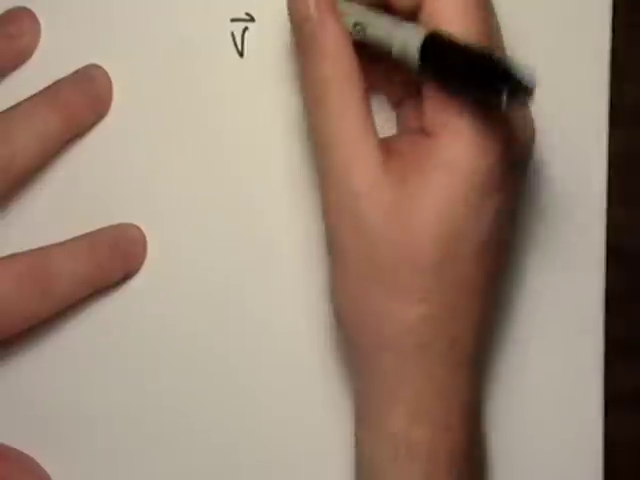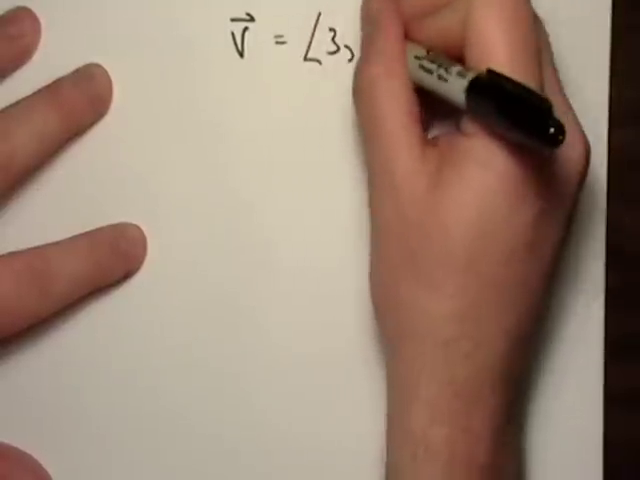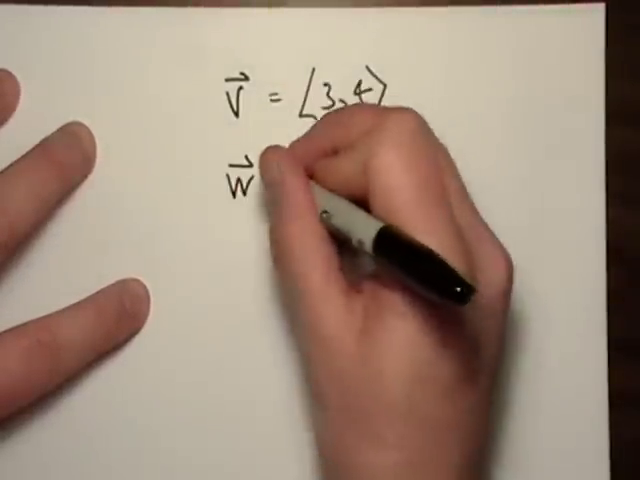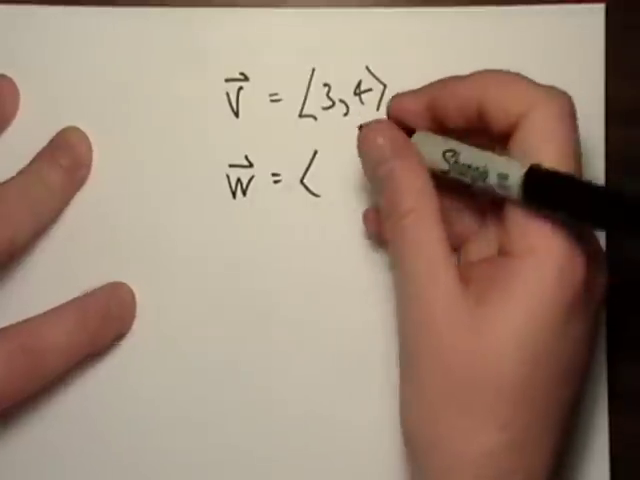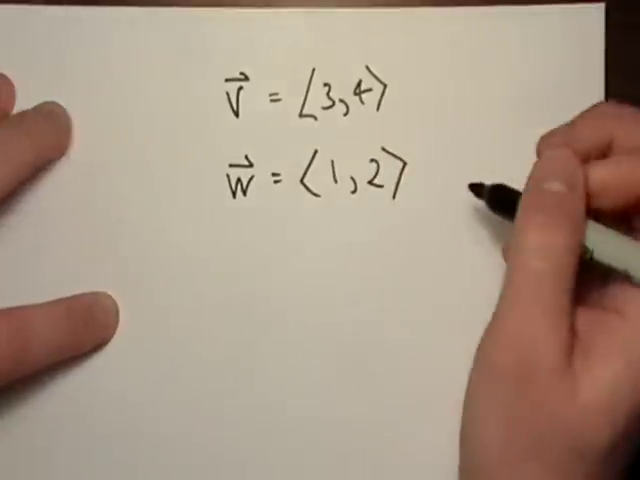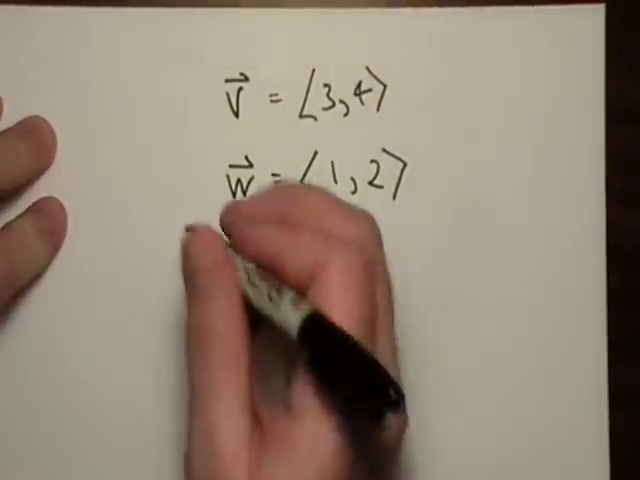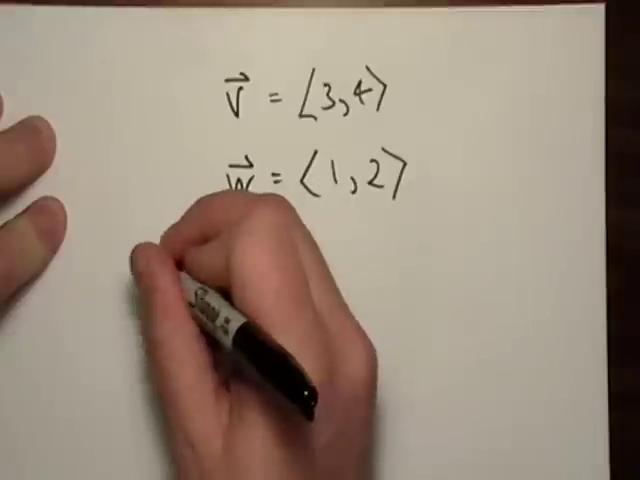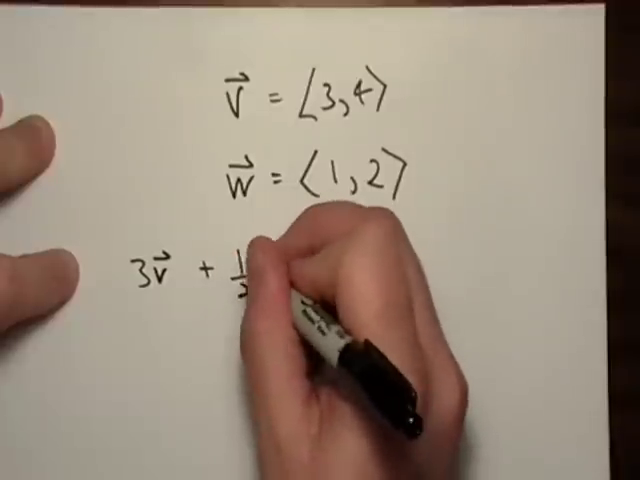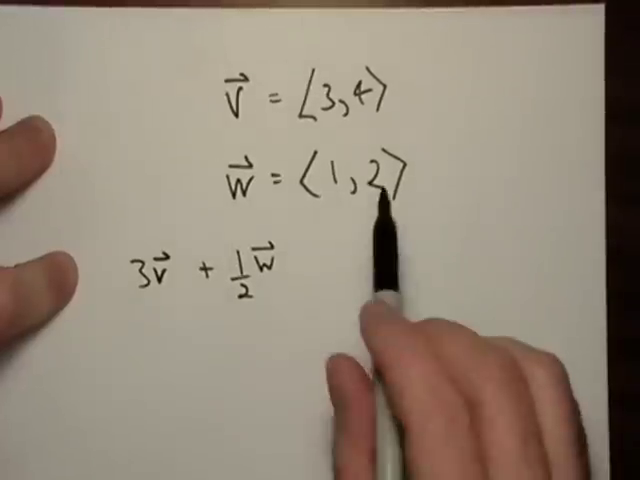Let's just do an example real quick. Let's say we've got vector v equals 3, 4. We've been using it all day, I see no reason to stop now. And then we have vector w, which is equal to, let's make this one easy, 1, 2. And I want to find 3v plus 1/2 w.